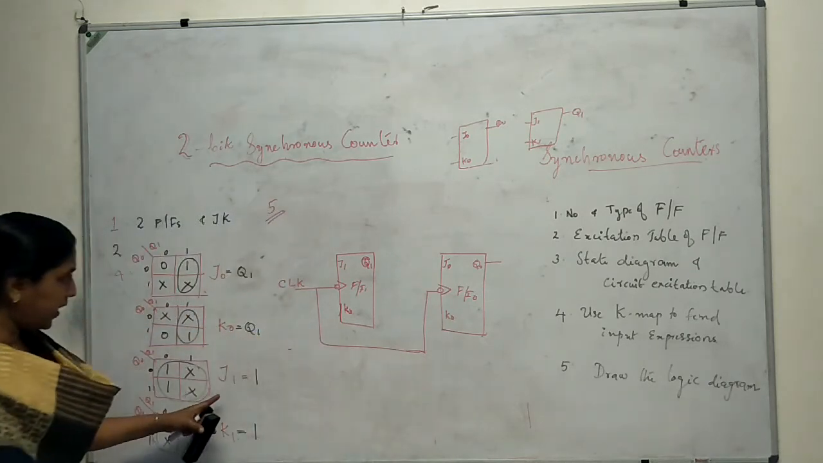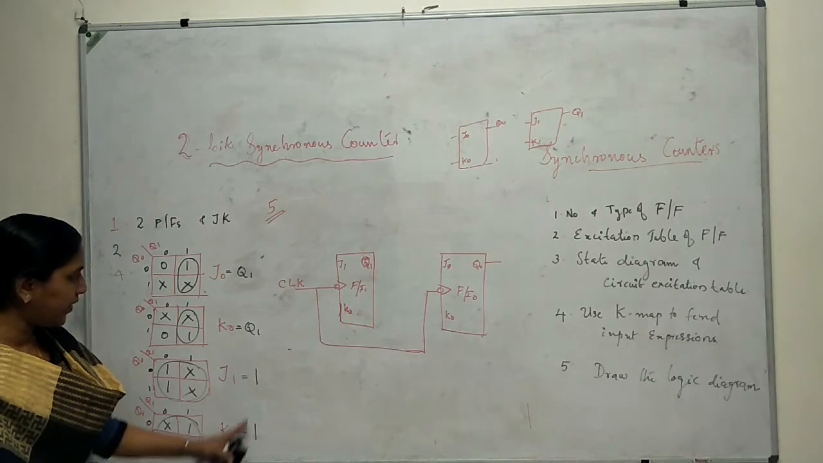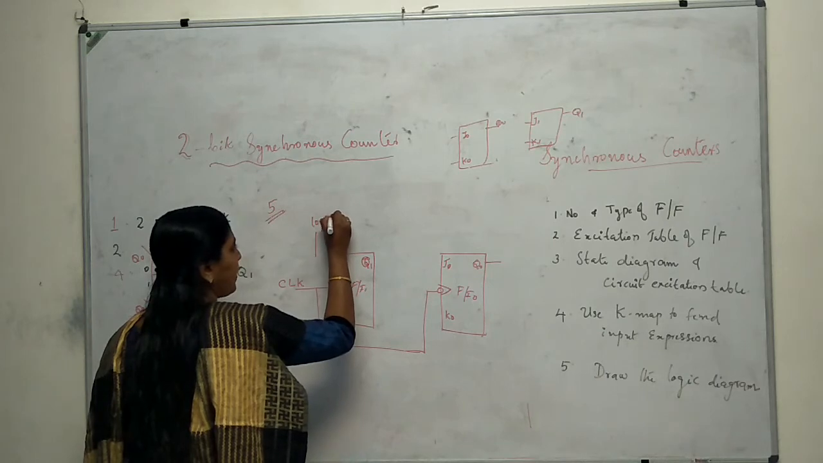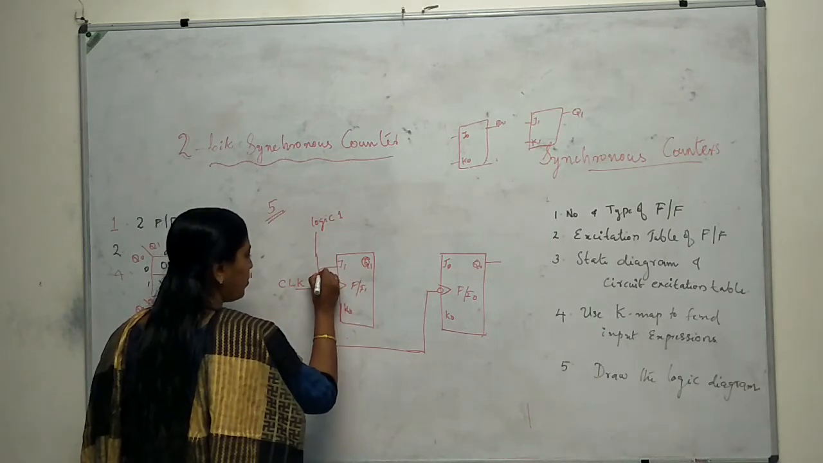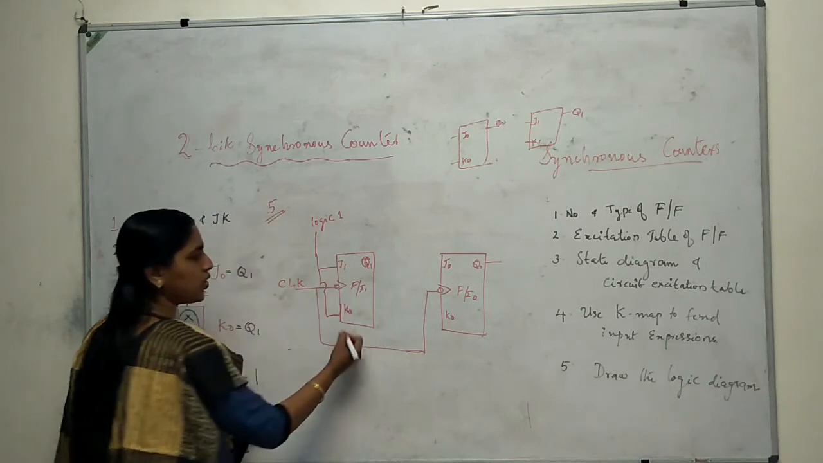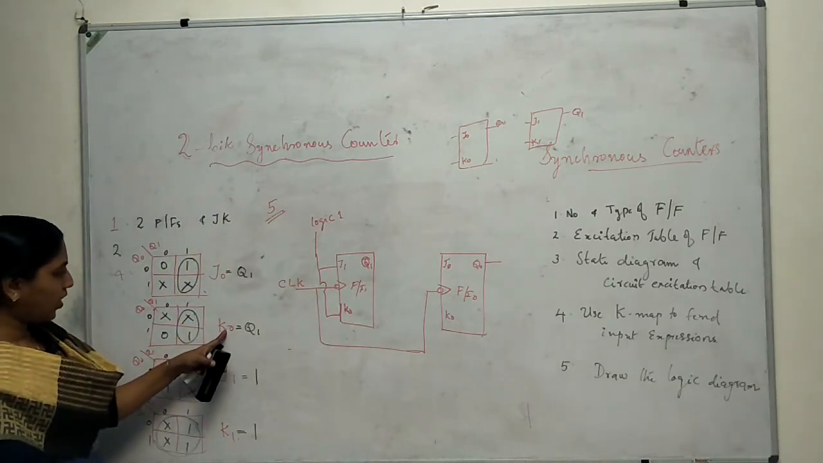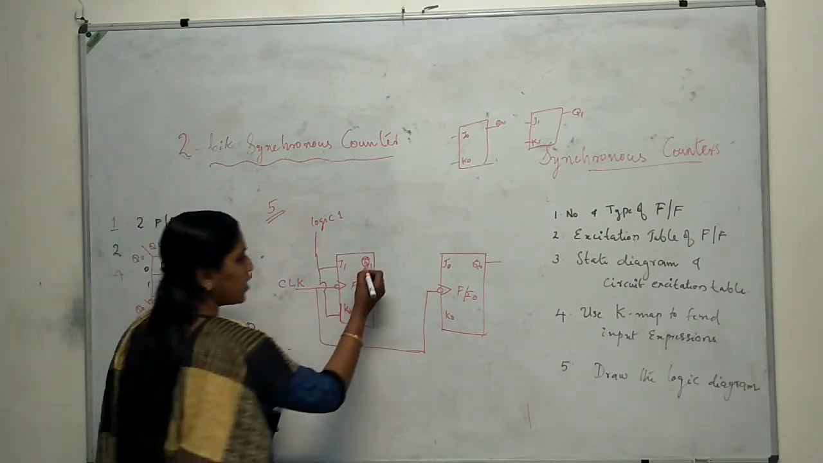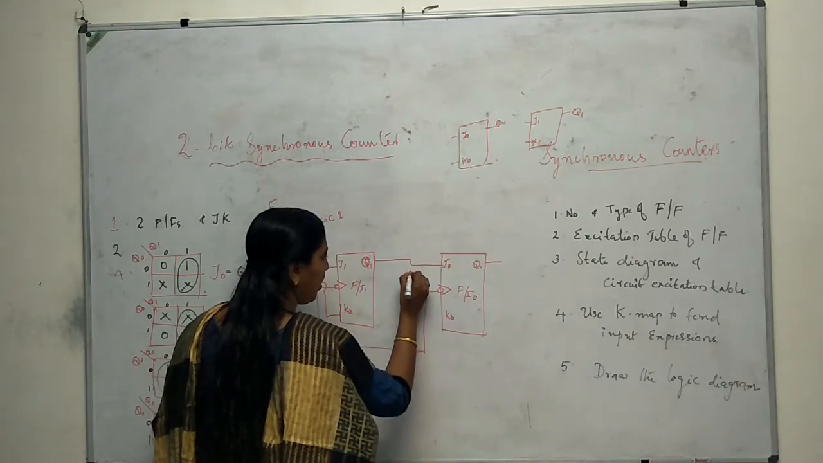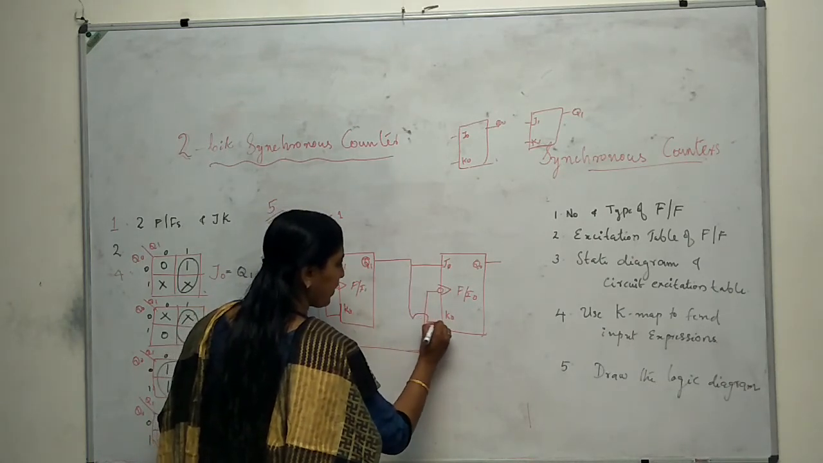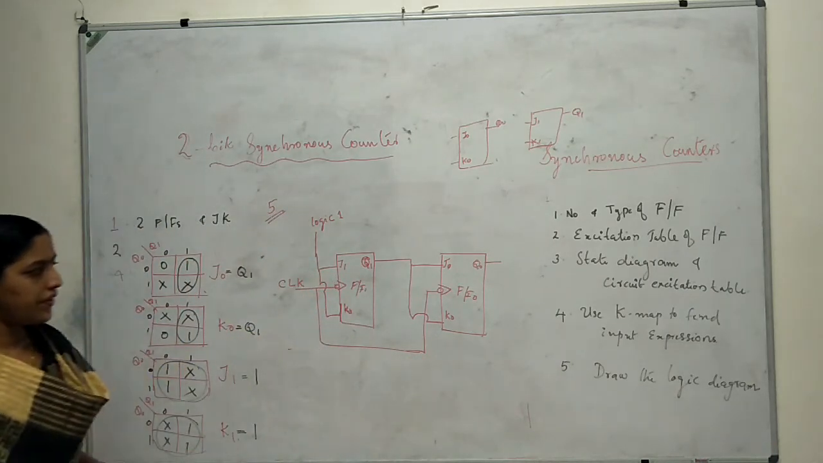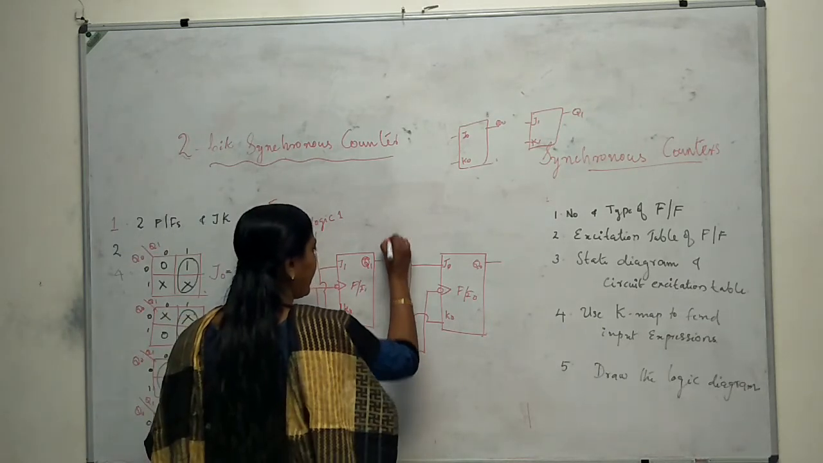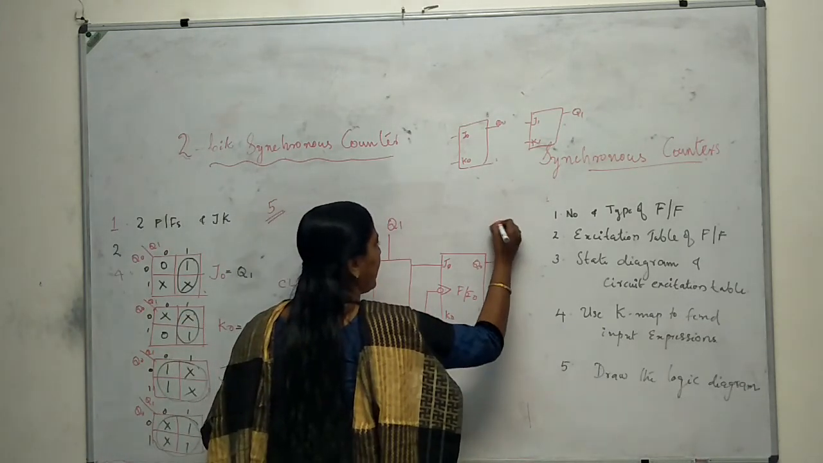Now we can see from here what J1 and K1 are. J1 and K1 are both 1. Okay. So what will I give? I will give a logic 1 here, and I connect it to both J1 and K1. Then what about K0? K0 is equal to Q1, and J0 is also Q1. So Q1 will be connected to J0 as well as K0. From here you can take Q1, and from here you can take Q0.